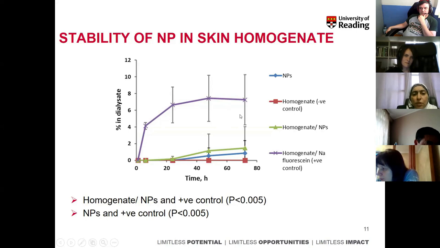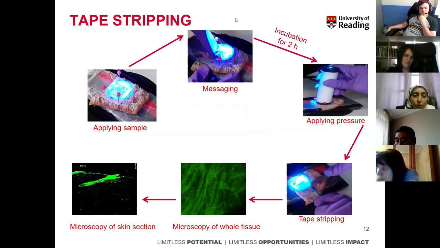So tape stripping experiments were carried out to check the penetration or diffusion of the nanoparticles. The samples were applied on pig flank skin, massaged for a minute, and incubated for 2 hours. Then tape strips were applied on top of the skin and pressure applied on it. Then subsequent tape stripping of 20 tape strips was done, and images of the whole skin and the tape strip were taken using a fluorescent microscope.